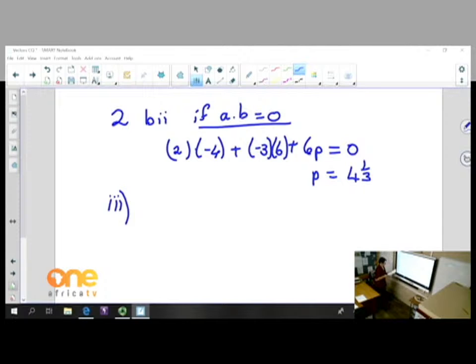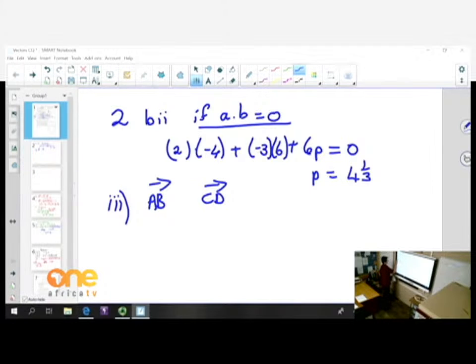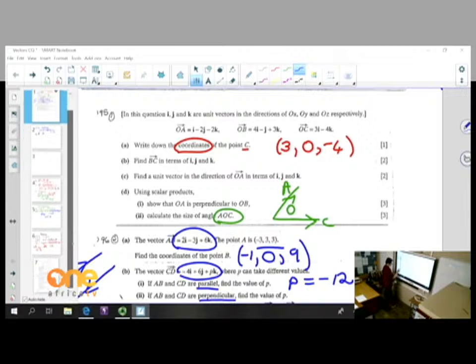And we have to find the angle now between AB and CD. So we're going to work with these two vectors, AB and CD. But we don't have them. We don't have AB and CD, so we first need to find them. If we go back to the previous question and look at it, you can see that we have AB and we have CD, so we can use them. Okay, luckily we can use them this time.